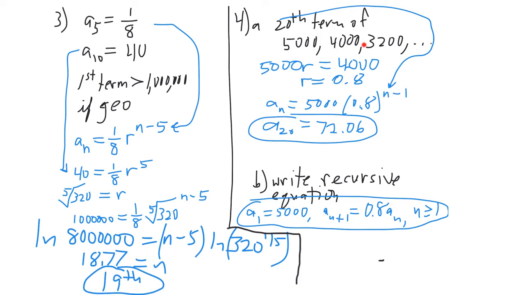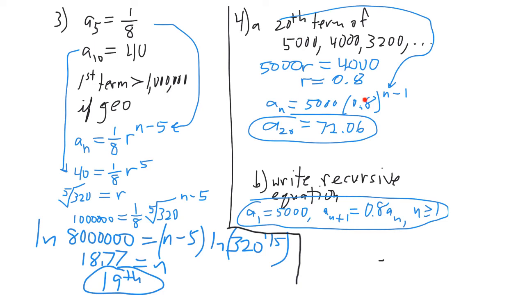To find the 20th term of this sequence here, I need to get my r value. So this first term times what gets me the second term? 5,000r is 4,000. Solve for r. Okay, there's my common ratio that I'm going to put right in here. There's my initial term, which I'm going to go under the assumption that that's the first term because they didn't say otherwise. So that's why it's just n minus 1, not n minus 5. And I'm good to go.